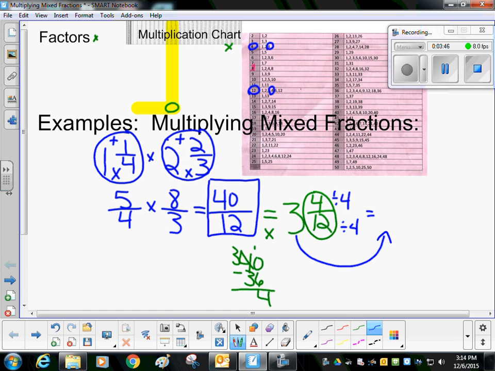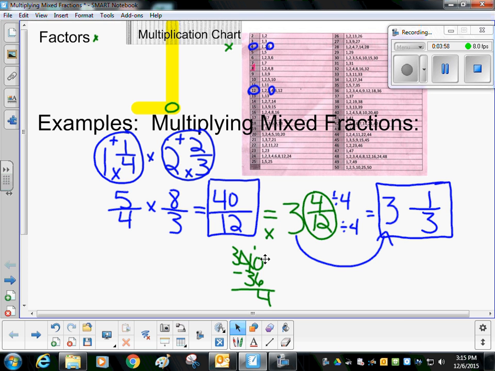My whole number remains the same, which is 3. My numerator, 4 divided by 4 is 1. 12 divided by 4 is 3. My answer is 3 1/3.